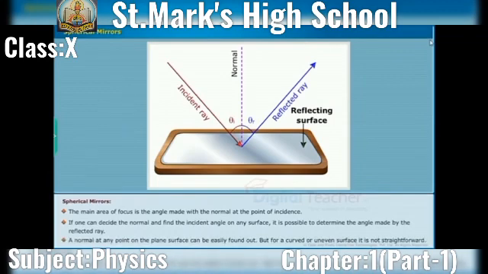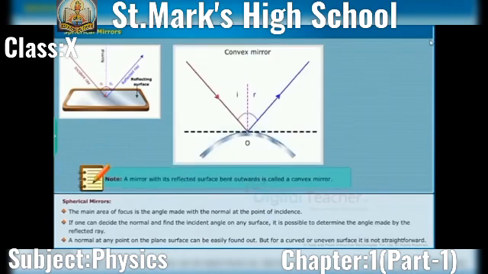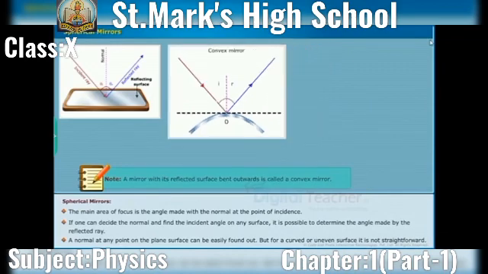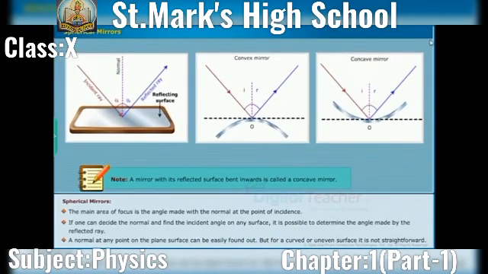A normal at any point on the plane surface can be easily found out, but for a curved or uneven surface, it is not straightforward. Note: a mirror with its reflecting surface bent outwards is called a convex mirror. A mirror with its reflecting surface bent inwards is called a concave mirror. Let us learn how to draw a normal on curved surfaces, bent inwards and outwards respectively.